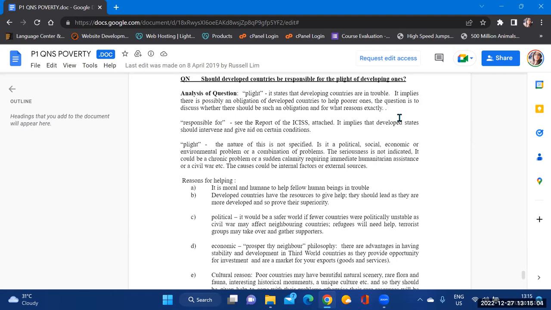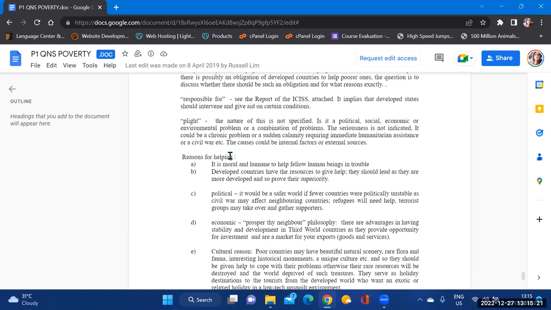And for what reasons exactly? Moral, ethical, or whatnot. Responsible for. Okay, responsible for. Yeah, see the report. There are many reports like these or surveys conducted. It implies that developed states should intervene and give aid on certain conditions.